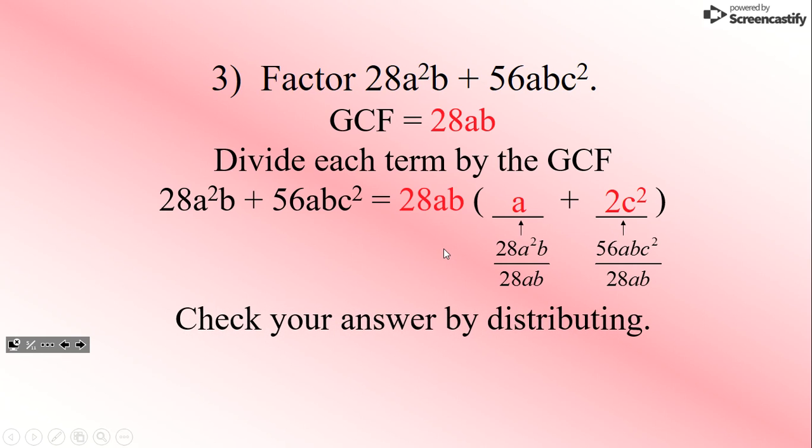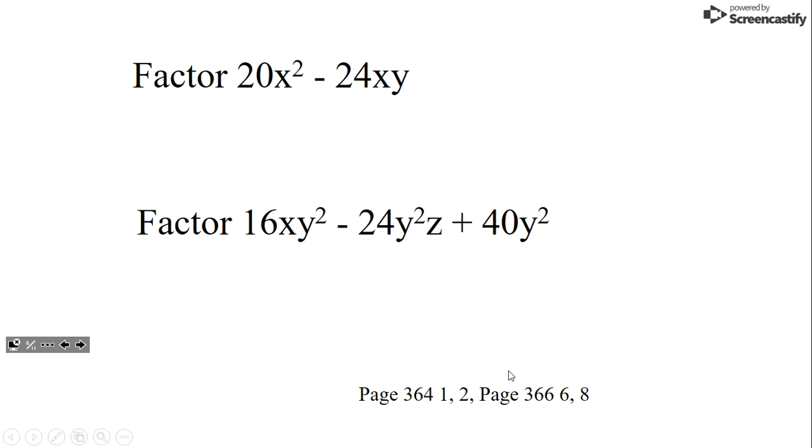We will, of course, check our answer by distributing. 28ab times a, the a to the 1 times the a to the 1 is a squared. We've got 28a squared b. And 28ab times 2c squared: 28 times 2 is 56, a, b, c squared. Bang. So that is your answer. And I just rewrote it down here, 28ab times the quantity a plus 2c squared. And that is your job, to factor.